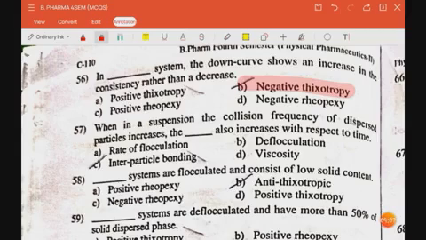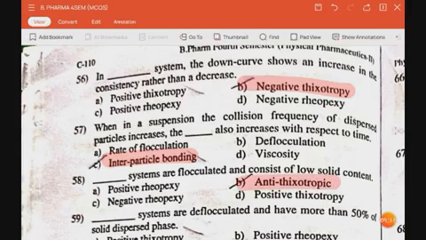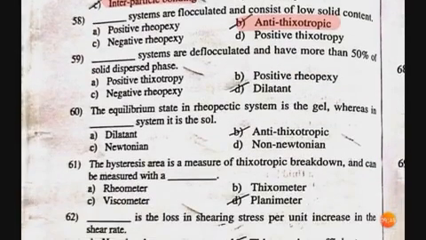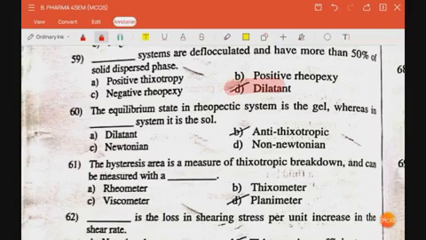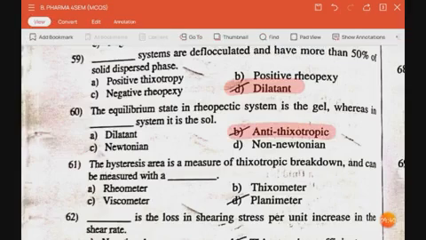The next question is, when in a suspension the collision frequency of dispersed particles increases, the dash also increases with respect to time. Interparticle bonding. The next question is, dash systems are flocculated and consist of low solid content. The answer is anti-thixotropic. The next question is, dash systems are deflocculated and have more than 50% of solid dispersed phase. The answer is dilatant. The next question is, the equilibrium state in the rheopectic system is the gel, whereas in dash system it is the sol. So the answer is anti-thixotropic.